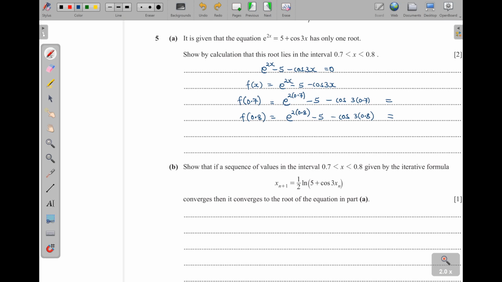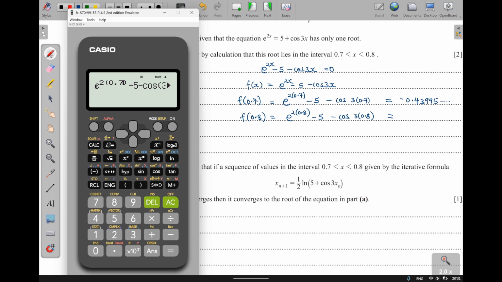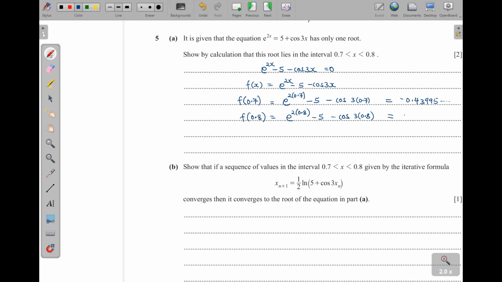Negative 0.43995. I'll stop there. There are other figures. So how about when we put 0.8? Wherever there is 0.7, I'm just going to change it to 0.8. Okay, even here, 0.8. This one is positive. The other one was negative. This one is positive. 0.690426, and the rest of those figures.